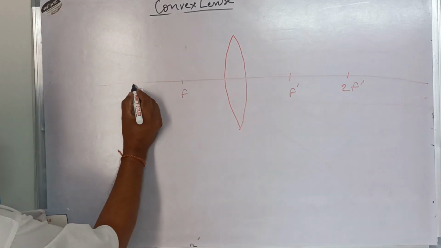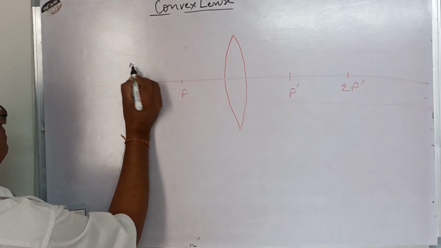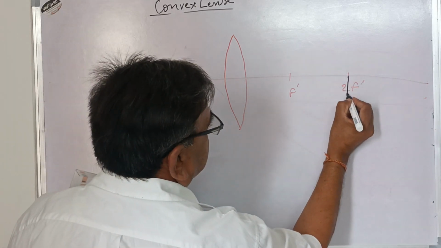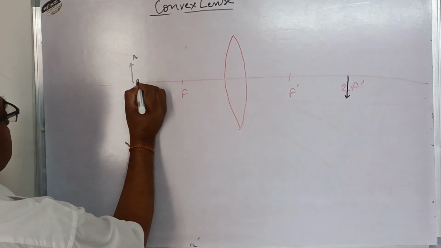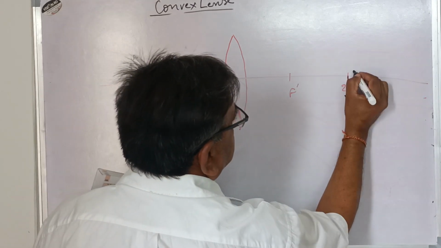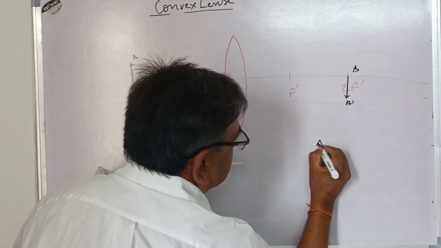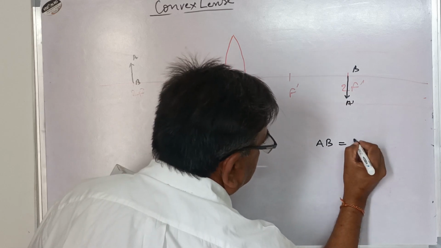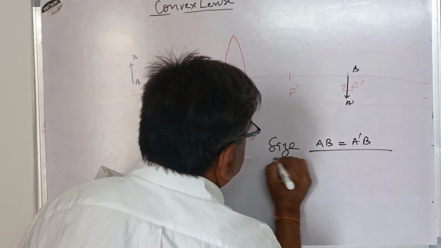When the object is at 2f dash, the image is at 2f dash. AB and A dash B dash: in this case the image will be formed at 2f and 2f dash, and here AB is equal to A dash B dash. Size same.